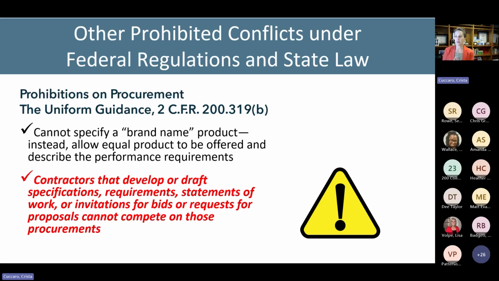But the big one that I want to focus on is that contractors who develop or draft specifications, requirements, statements of work, or other invitations for bid or requests for proposals cannot compete on those procurements. I mentioned earlier that we don't have a similar prohibition in state law. This is something unique to the uniform guidance.